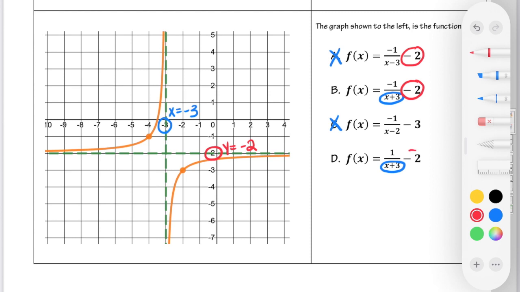I have that in 3 of my options. I already eliminated option C. So I'm still choosing between B and D because they both have the minus 2 at the end. And then I'm going to go on to figure out what number I should have in my numerator.